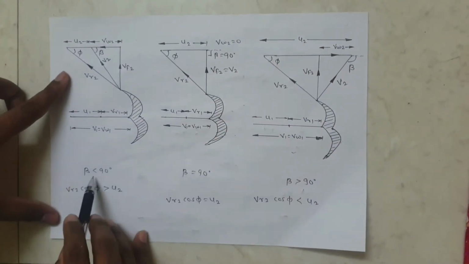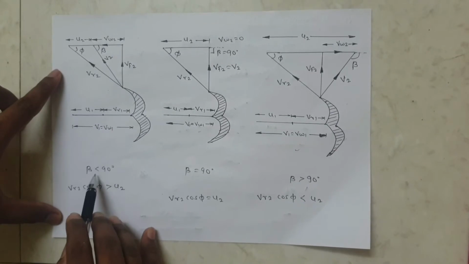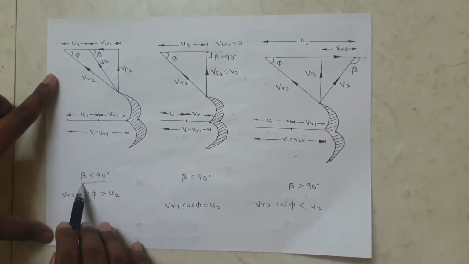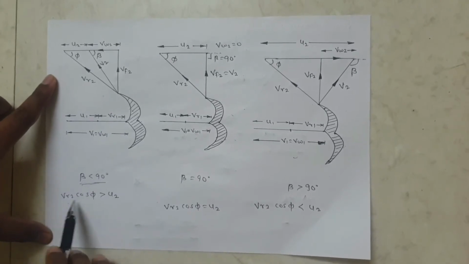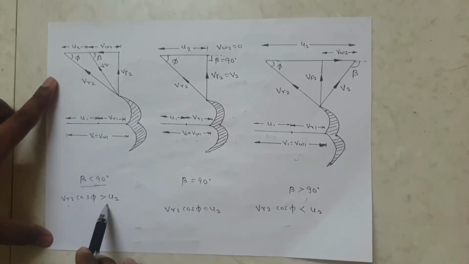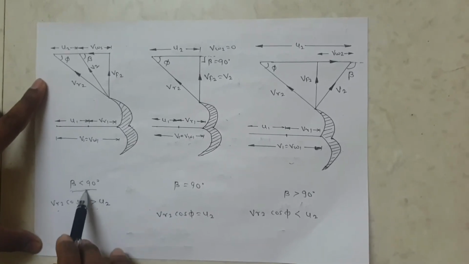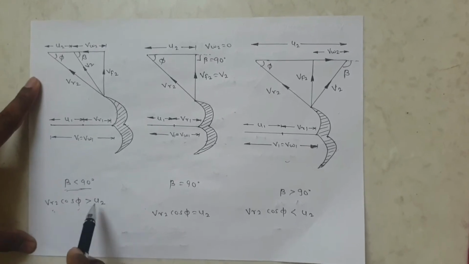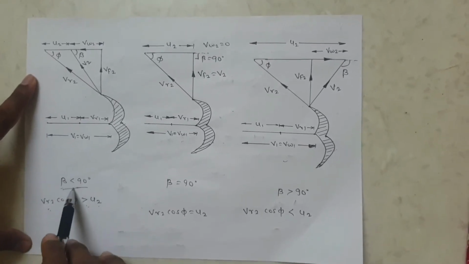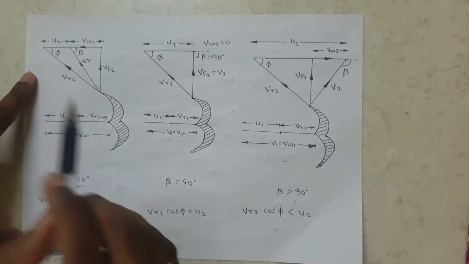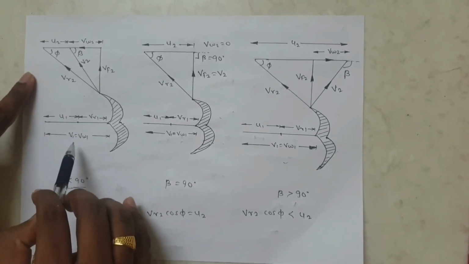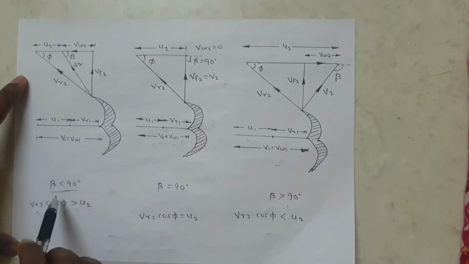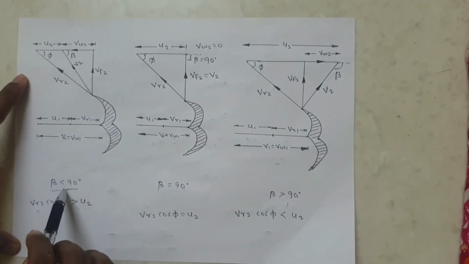First case is beta less than 90 degrees. How can you identify that beta is less than 90 degrees? When VR2 cos phi is greater than U2, that means beta is less than 90 degrees. We previously saw the velocity triangle of the Pelton wheel, and it is similar for beta less than 90 degrees.